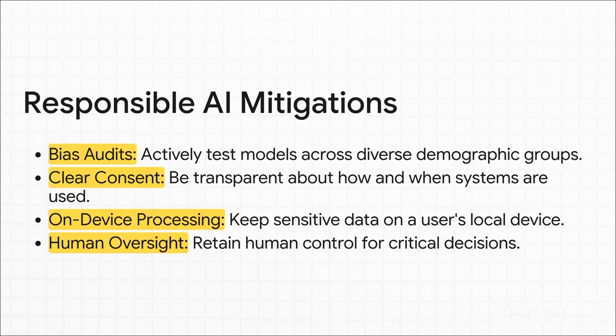The good news is we have a toolkit to build this stuff responsibly. We can actively test for those blind spots and biases. We can be transparent and make sure people give clear consent. We can design systems that protect privacy by keeping data on your device. And, maybe most importantly, for any critical decision, we have to make sure there's always a human in the loop.